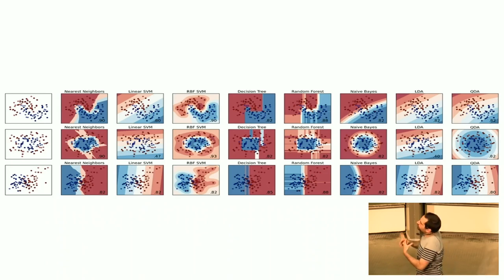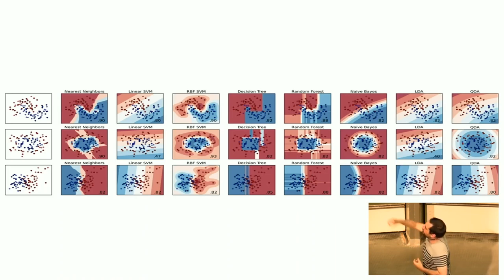For instance, in the first row, you have two blobs of data, the blue blob and the red blob, and they are basically half moons that overlap a bit like this. So there is no linear separation boundary between the two groups. You have to find a wobbly decision function, basically.